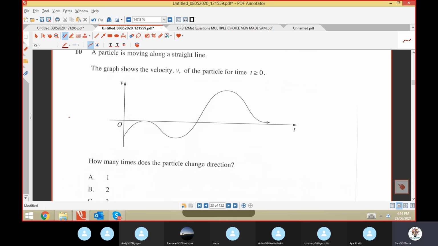The particle is moving along a straight line. The graph shows the velocity v of the particle. How many times does the particle change direction? All right, how do we do that? Anyone know the idea of changing direction? What happens?